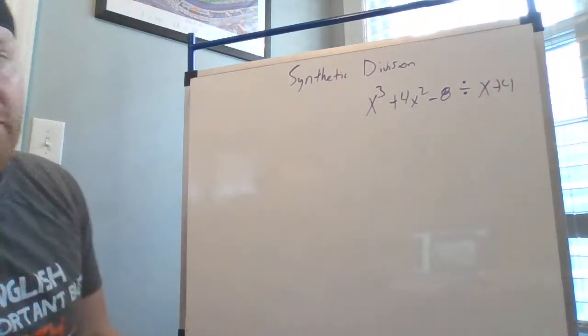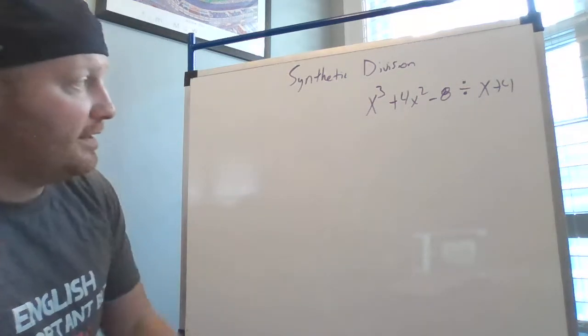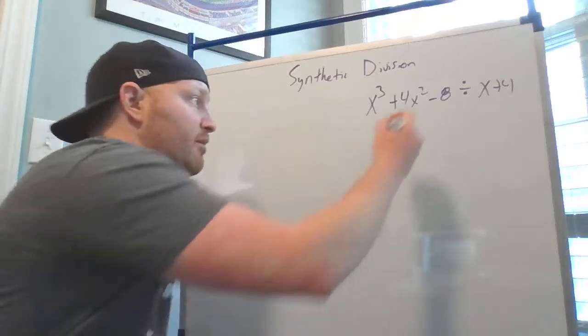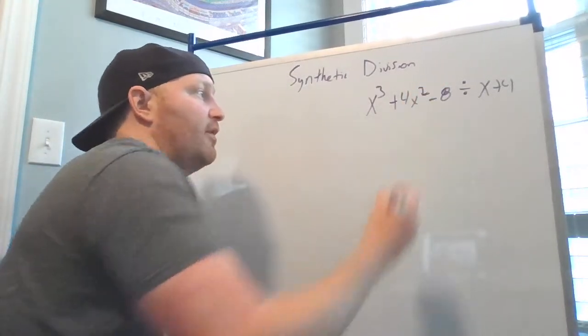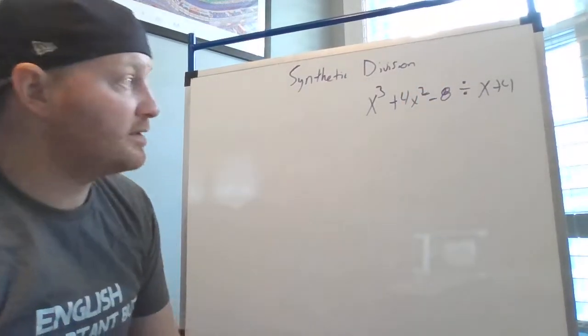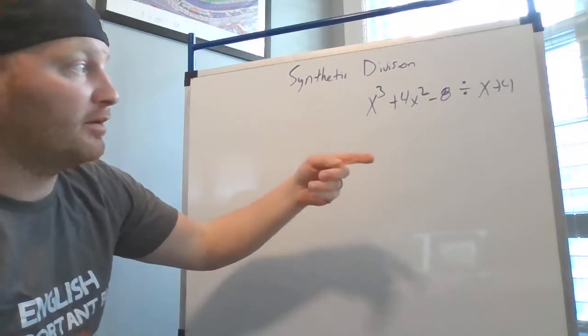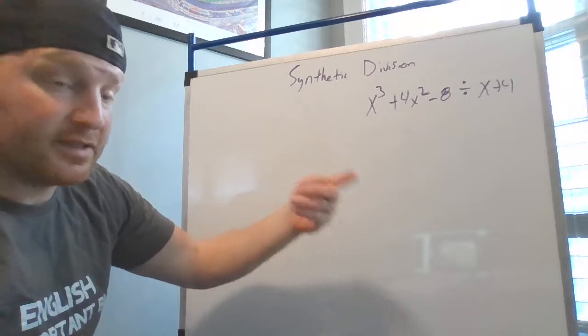Alright, now notice this goes from power 3, 2, and then there's not another x. Remember, when doing division, you have to have all x's represented. So it has to go in order from greatest to least. Because there's no x to the power of 1, you have to represent that as 0x.